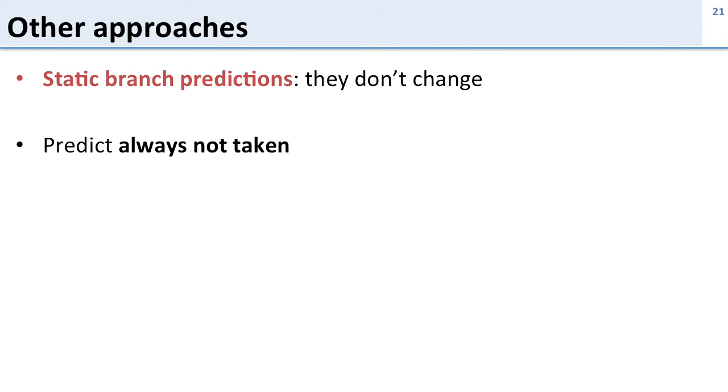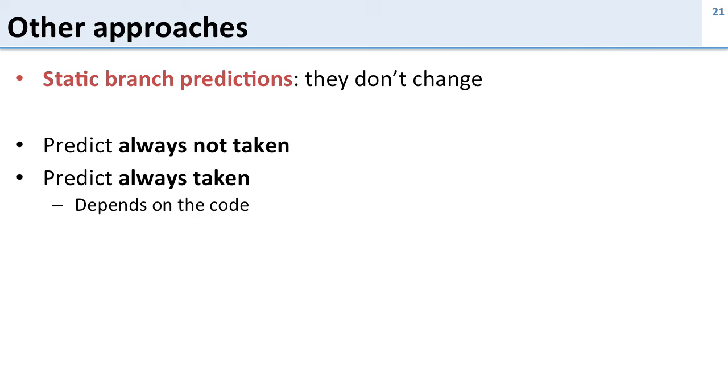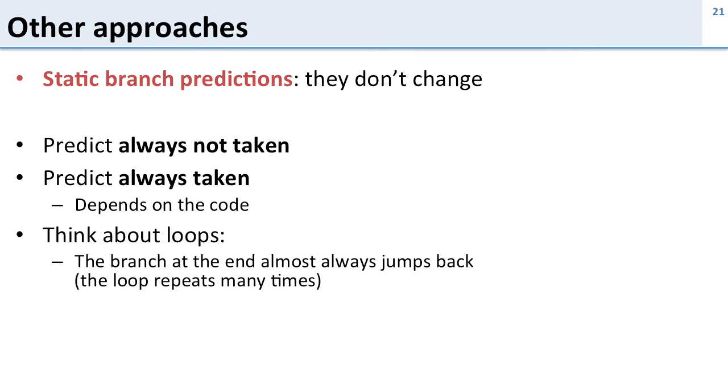So we've seen the predict always not taken one, and obviously you can always predict always taken. Which one of these is better is going to depend on how the compiler is generating code. Let's think about loops and see if there's a more clever way to predict what's going to happen.